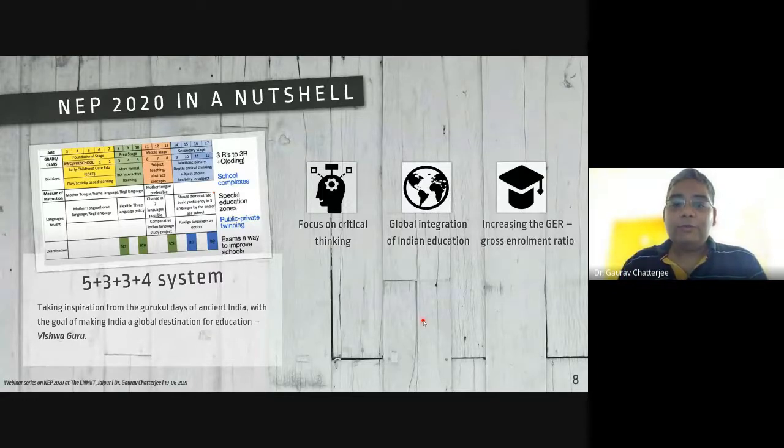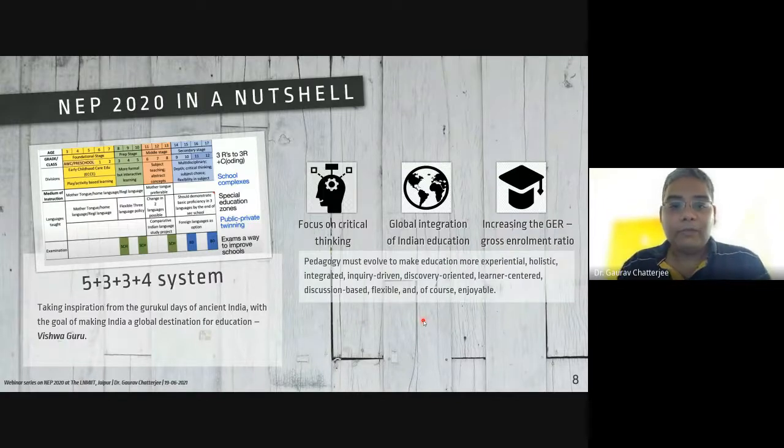The third thing is to increase the GER. Now, there are a lot of acronyms in this policy document. The GER stands for Gross Enrollment Ratio. It basically tells you how many students have enrolled into a particular program. That is what the Gross Enrollment Ratio says. On page 3 of this document, there is a specific line which defines that the pedagogy must evolve to make education more experiential instead of the more rote-based system, holistic and integrated and learner-centered, and a few other points also.